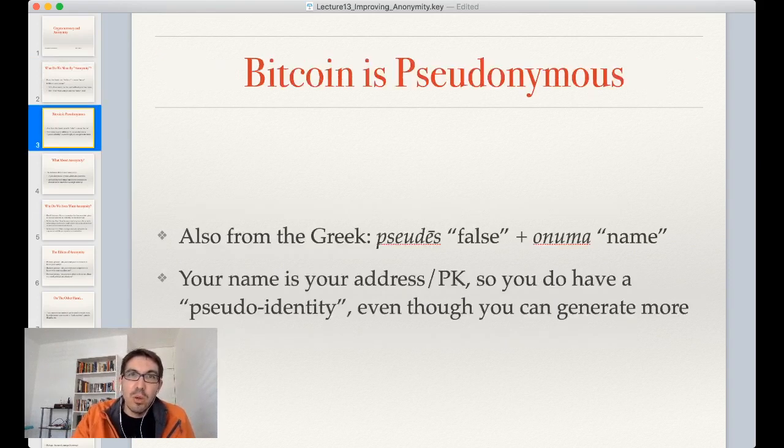So generally, when we speak of using Bitcoin, we say that it is not anonymous, but rather pseudonymous. Also from the Greek, pseudus for false. So we have a false name. It's very easy for you to create one or more identities on Bitcoin. You simply create a new address. And creating an address is very simple. It can be done in a fraction of a second on any modern computer. And so it's extremely simple also to have multiple identities.